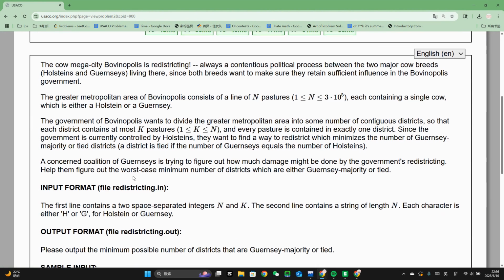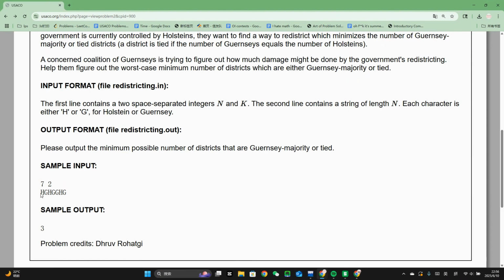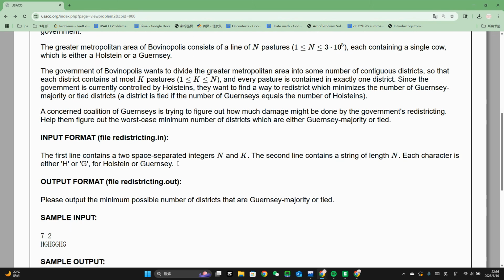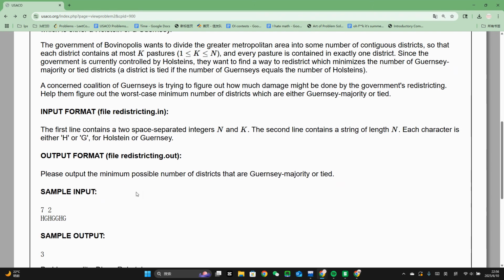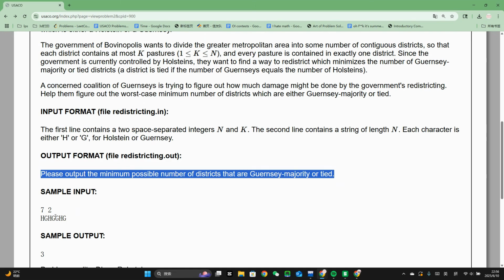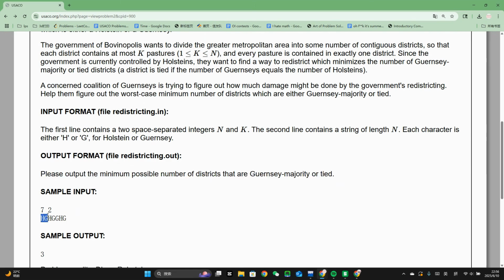So basically you have a city of cows, and H is a type of cow, G is another type of cow. You can just think of it like Democrats and Republicans, and this whole city is on a one-dimensional string. You're trying to redistrict the city into electoral districts, and you're trying to output the minimum possible number of districts in which there's more G than H, or the same number of G's as H, and each district can contain at most K cows.